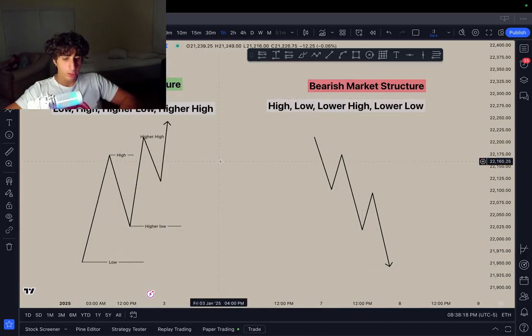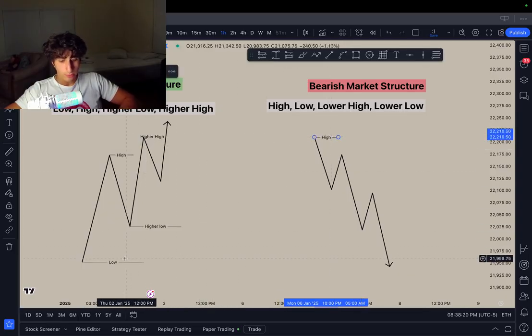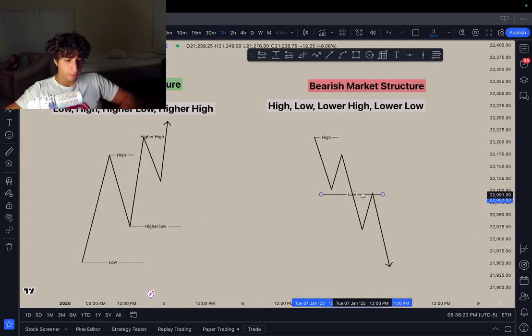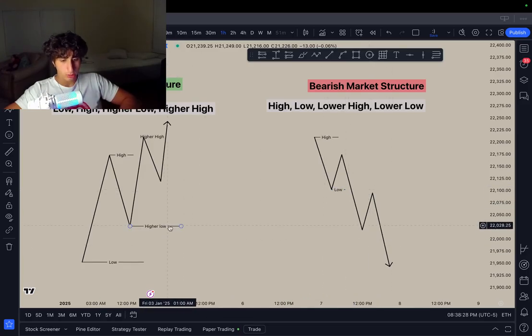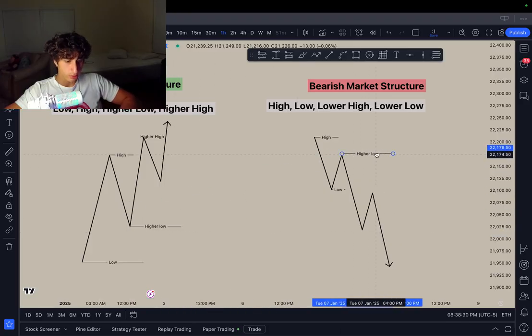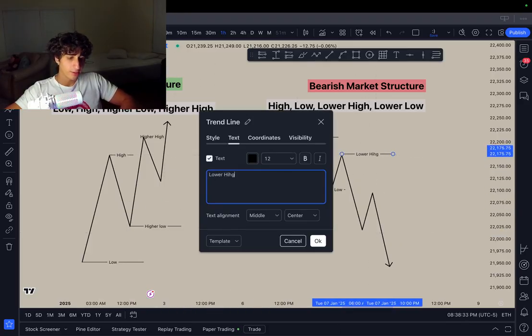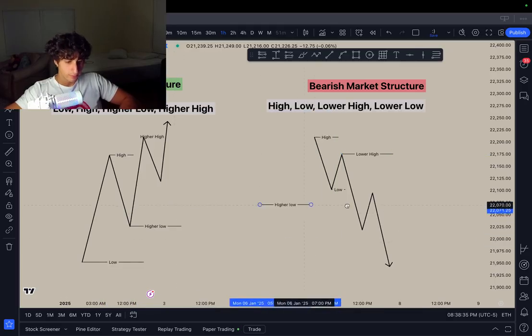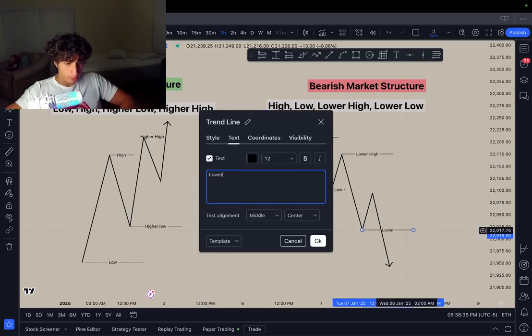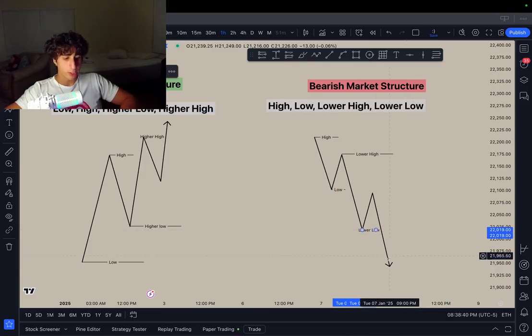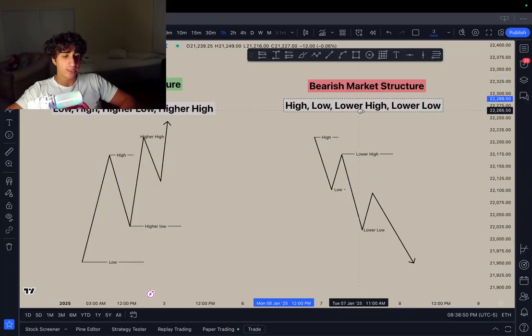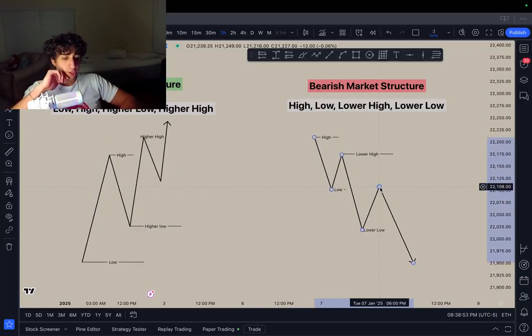So you have your high right here, you have your low right there, then you have your higher low, or sorry, your lower high, your lower high, and then your lower low. Okay, so bullish market structure is a series of low, high, higher low, higher high, and then bearish market structure is a series. So did I say bullish here? I meant to say bullish if I did. And then bearish market structure is high, low, lower high, lower low. So this is what bearish market structure looks like.